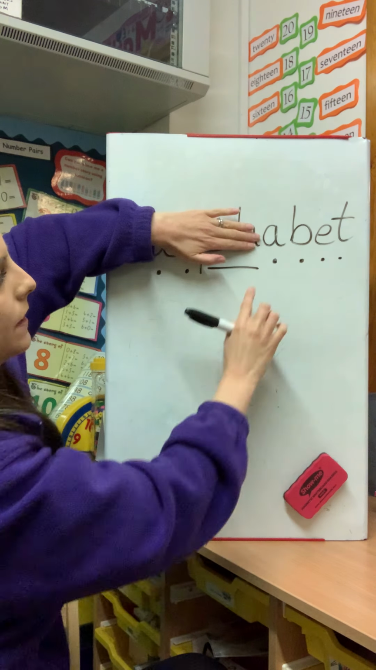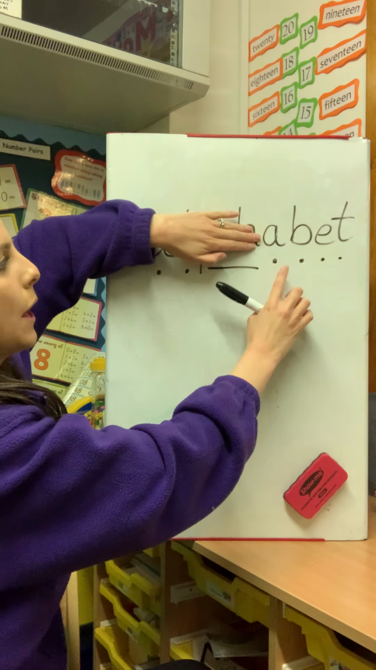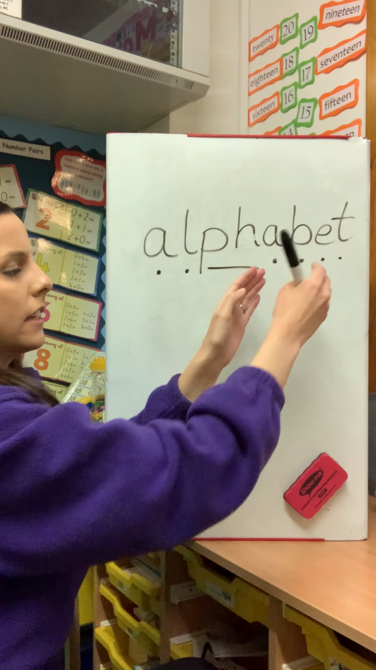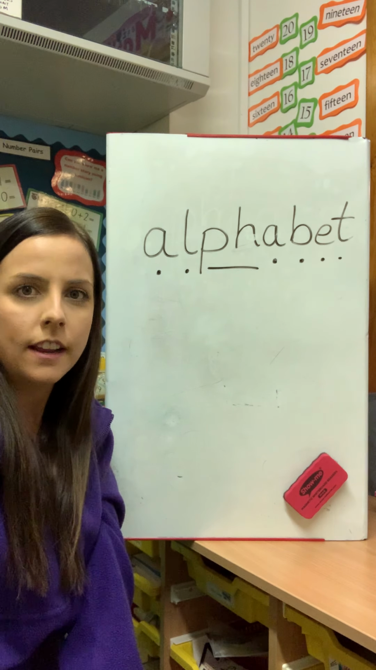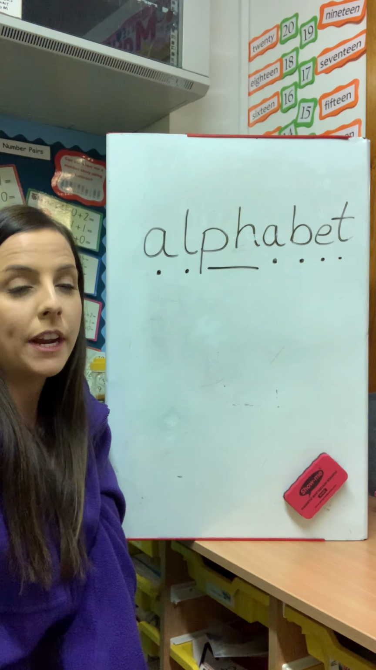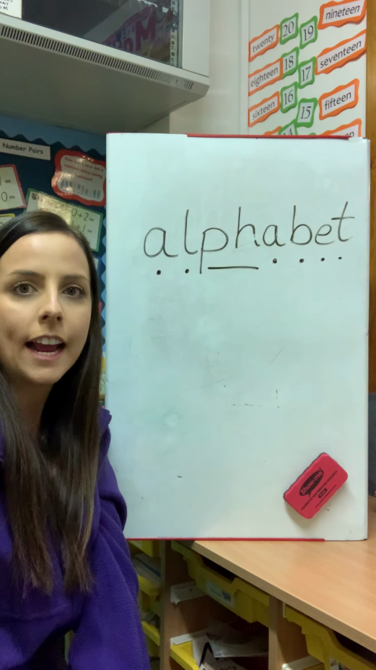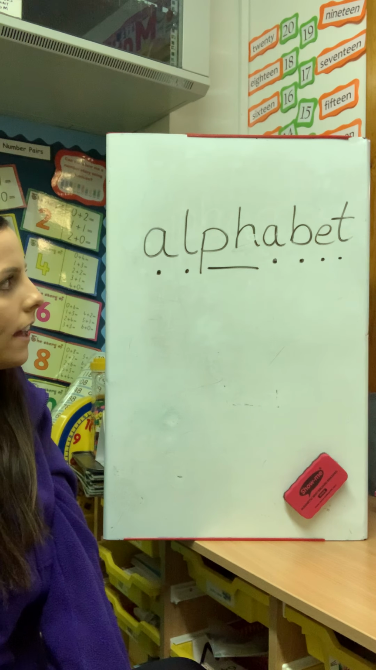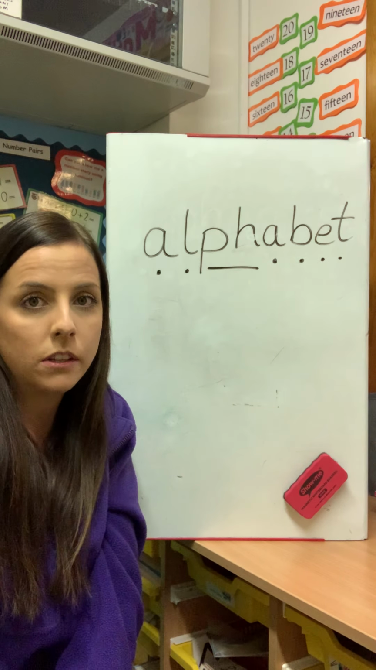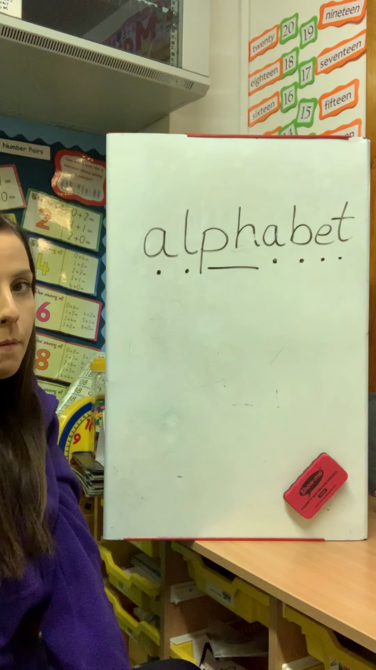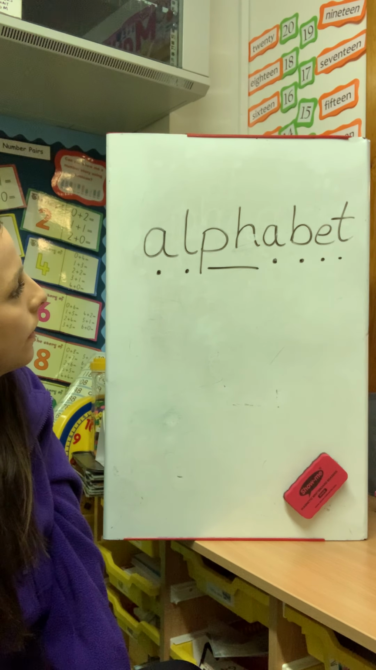Let's cover up this bit now and read this bit. A, b, et, abet. Okay. Alf, abet. Alphabet. It's the alphabet. And we know there are 26 letters in our alphabet. A, B, C, D, and so on. Can you hold up how many sound buttons you think are in this long word alphabet? Let's see if we get the same.